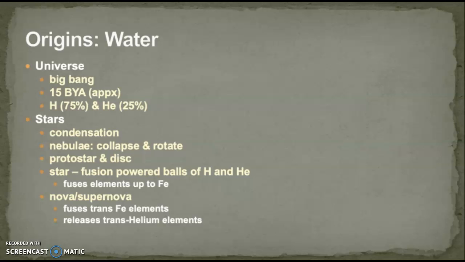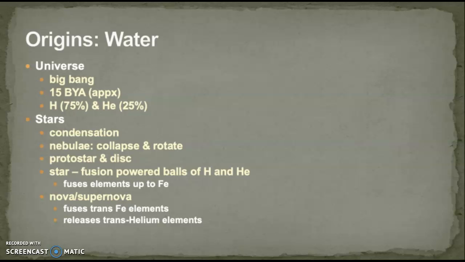So now we're going to have a brief discussion about where the water comes from. The origins of the ocean's water go all the way back to the beginning of the universe and the Big Bang. When the universe formed about 15 billion years ago, it was made primarily of hydrogen and helium. Hydrogen 75% and helium 25%.